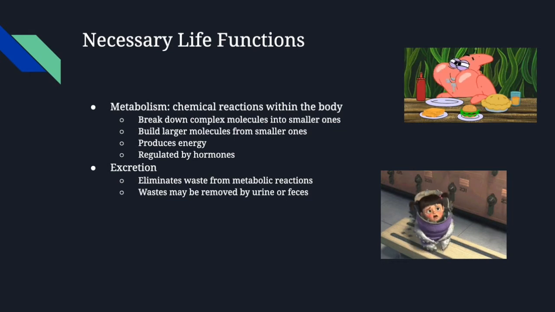That also happens in our organs on a little bit larger scale. You can also build larger molecules from the small ones that you've produced. It allows us to make energy, and this process is controlled by hormones. Another necessary life function is excretion. You need to be able to get rid of waste from the body. Typically, that's through urine or feces. Sweat is another way you get rid of waste from your skin. Breathing out carbon dioxide is another way still to get rid of waste.